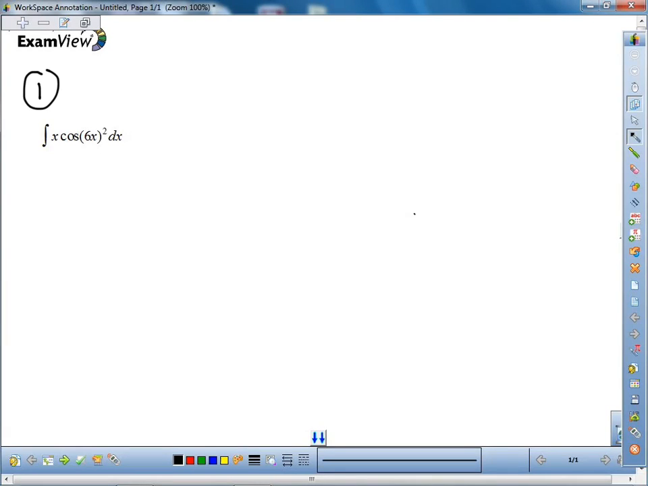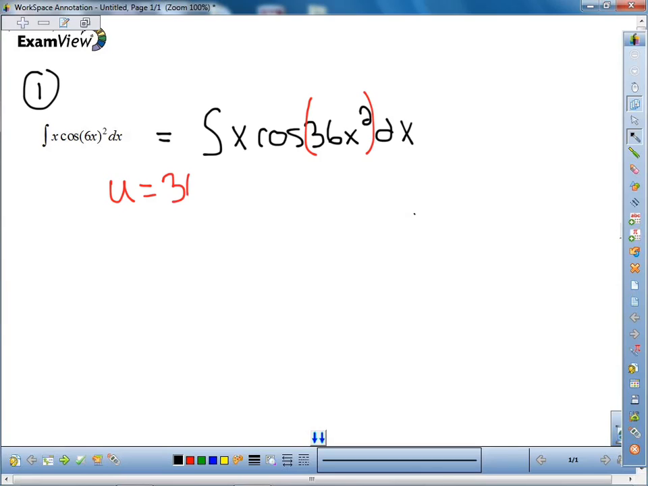For problem number 1, what we're going to do is first rewrite this as x cosine 36x squared dx. And I'm going to do u substitution. Before I try any other type of integration, I always try u substitution first.